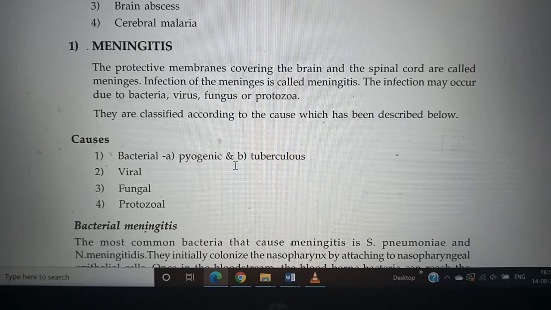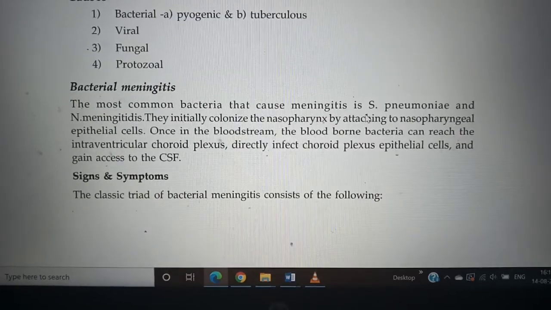So the cause of meningitis is bacterial infection, viral infection, fungal infection, or protozoal infection. So bacterial infection can be either pyogenic meningitis or tuberculous meningitis. So we'll see what bacterial meningitis is. Bacterial meningitis is the most common. Okay, so it can be caused by two organisms, S. pneumoniae and N. meningitidis.